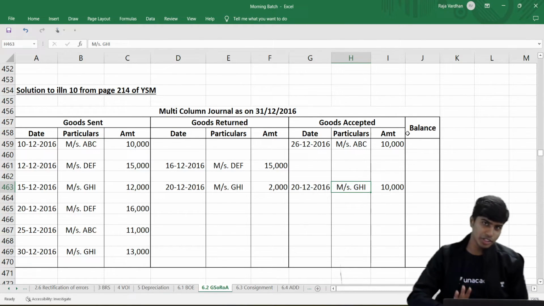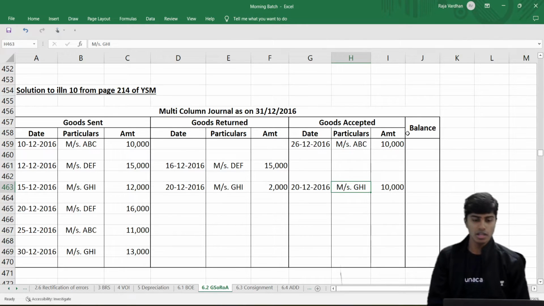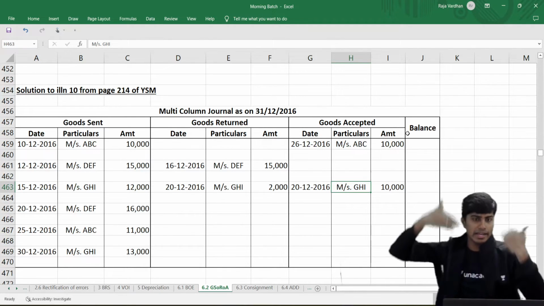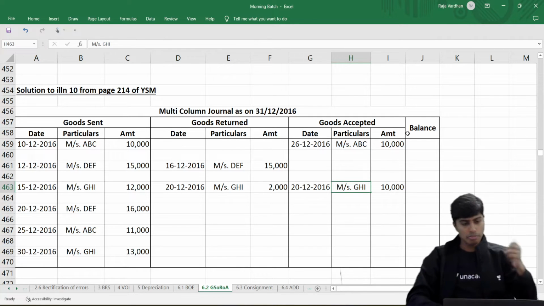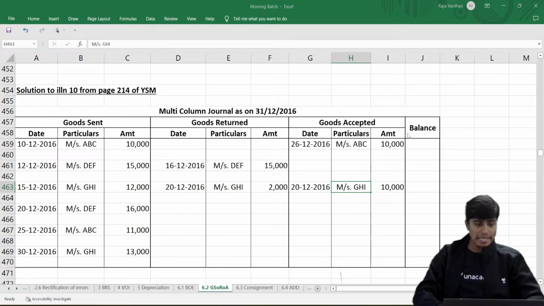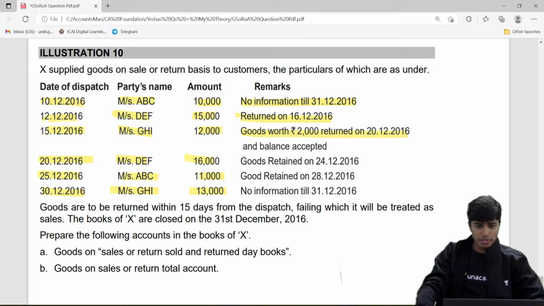30th of December, only to it. He has given the consent on 20th. I don't want goods worth 2,000. I'll accept goods worth 10,000. 10 they have not given. We found 10 by doing 12 minus 2.